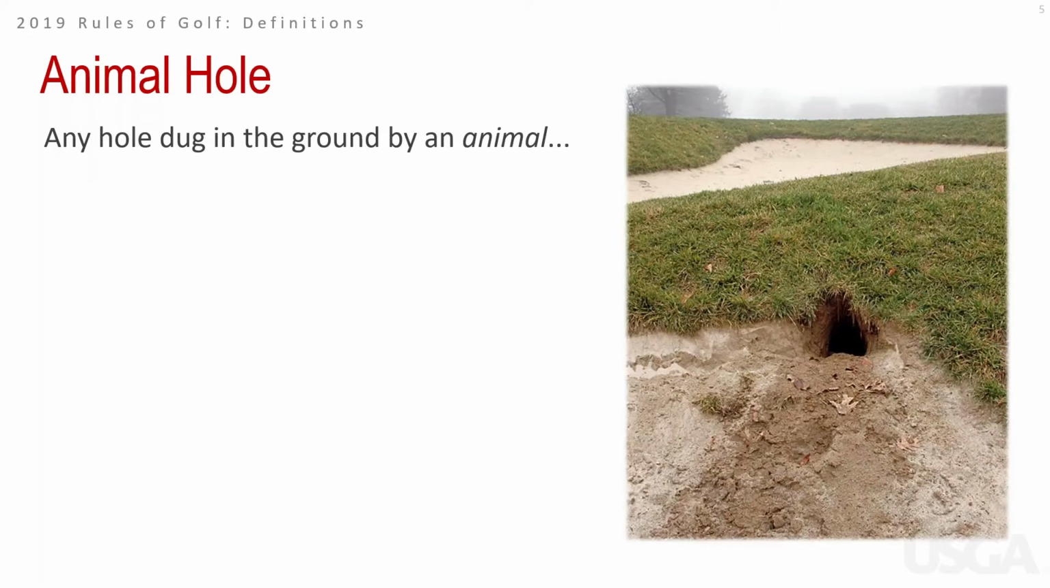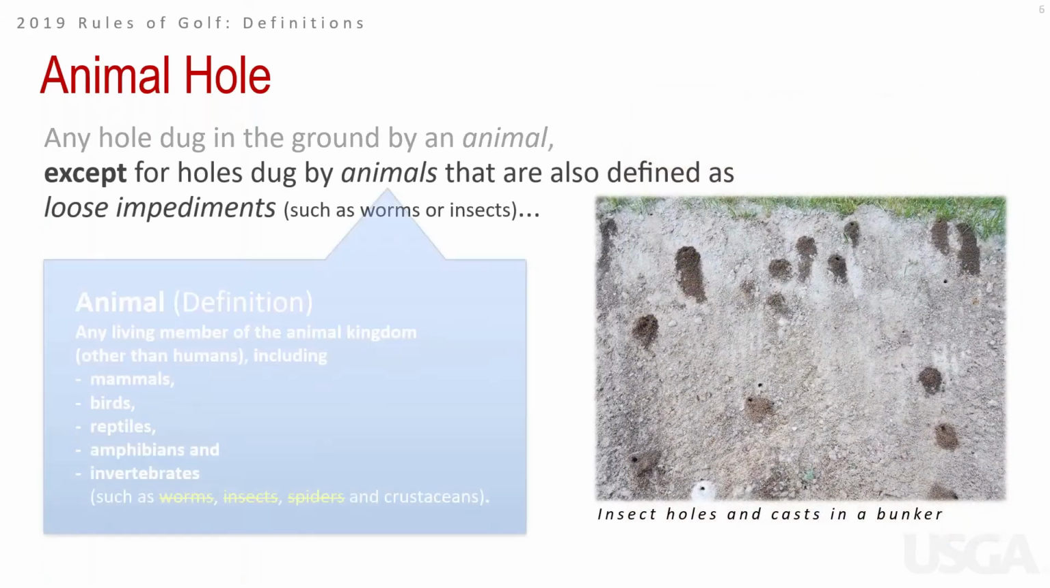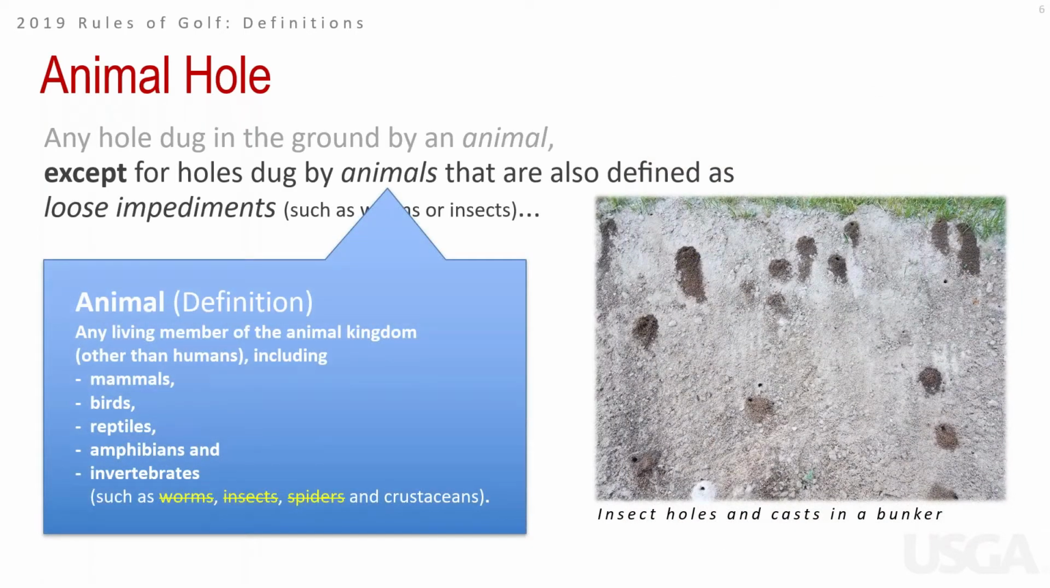So what is an animal hole? It's any hole dug in the ground by an animal, as we just defined, except for the holes dug by animals that are also defined as loose impediments, such as worms or insects. As we'll get into later when we talk about loose impediments, when worms or insects dig into the ground, their debris from digging is a little bit different than what we're determining to be an animal hole. But again, we'll get into that a little bit more when we talk about loose impediments.